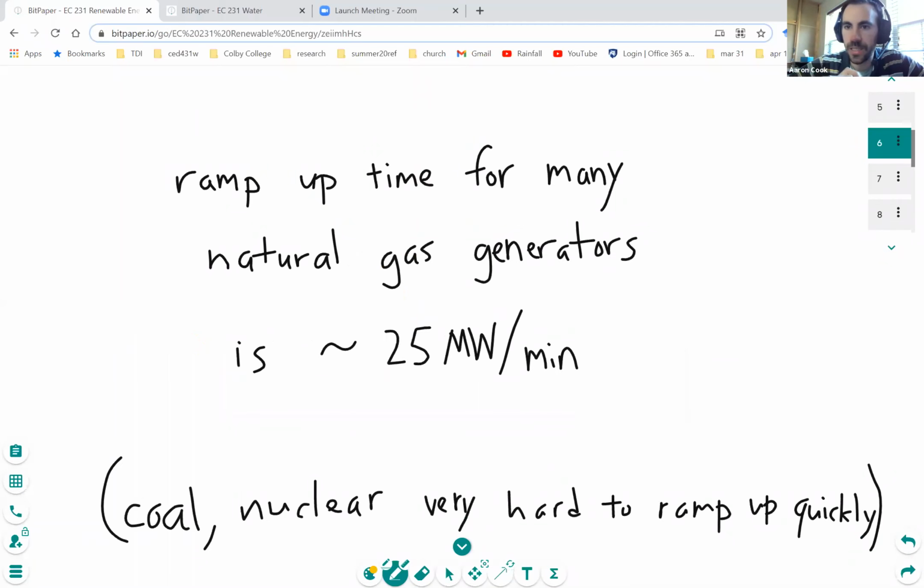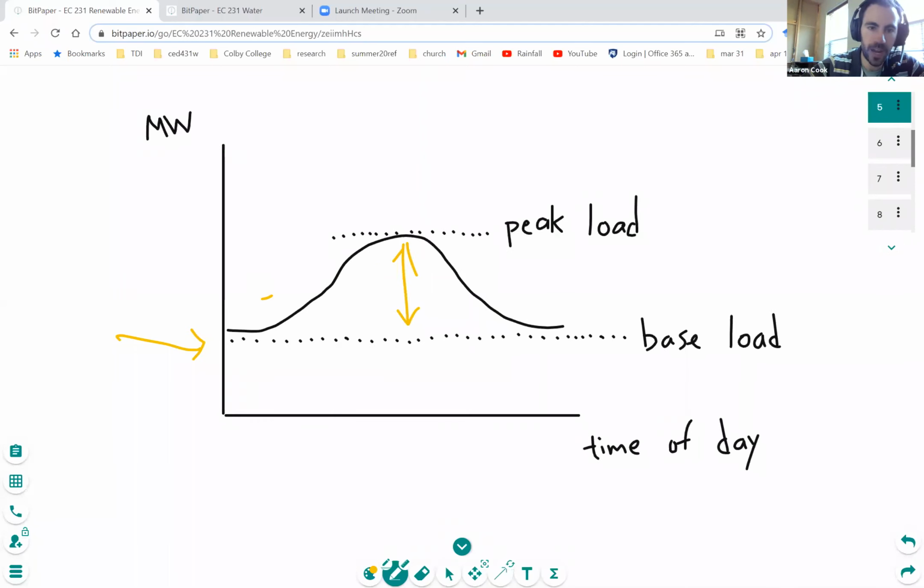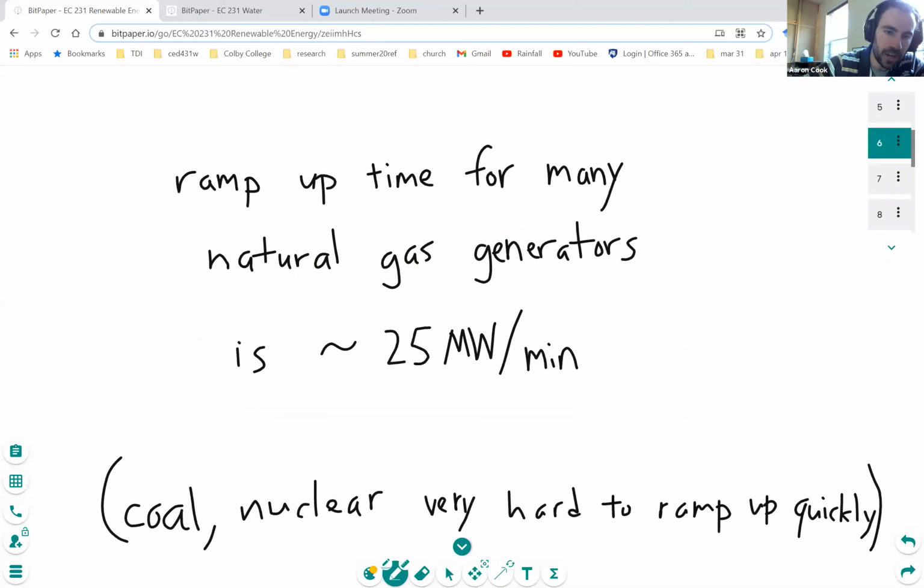Let me just point out that we have this requirement for some kind of ability to ramp on and off. Coal and nuclear plants are going to be very bad at that. They require very long lead times, sometimes like 24 hours. So they're very hard to ramp up quickly.